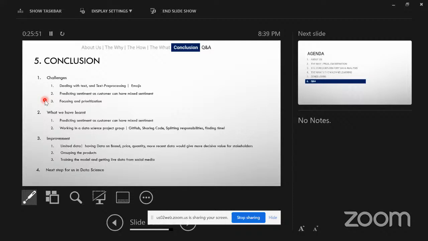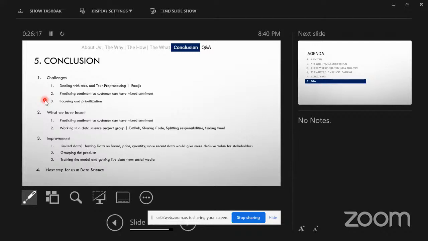What we have learned, as I said, is predicting sentiment, as customers can have mixed sentiment, but also working in a group. None of us knew how to use GitHub. We learned how to push to GitHub. Sharing code, we tried to split the responsibilities. But then we did find that we had to copy and paste code because we all did EDA, and then we had to try and work out whose EDA worked better.